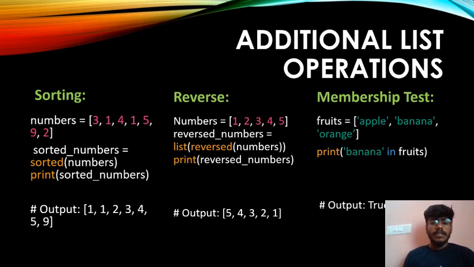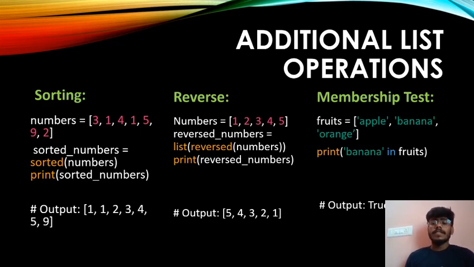The next, reverse. Reverse acts as reversing the order of elements in a list. Then numbers = [1, 2, 3, 4, 5], reversed_numbers = list(reversed(numbers)). Print reversed numbers. It prints the reverse order 5, 4, 3, 2, 1 like this.